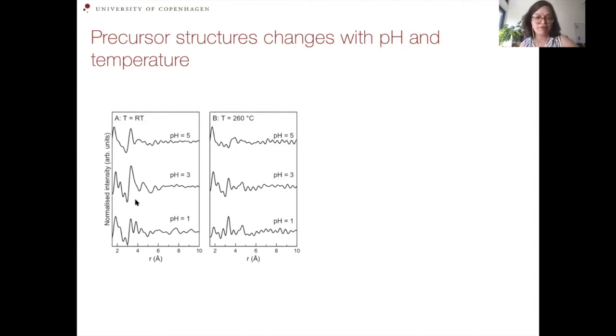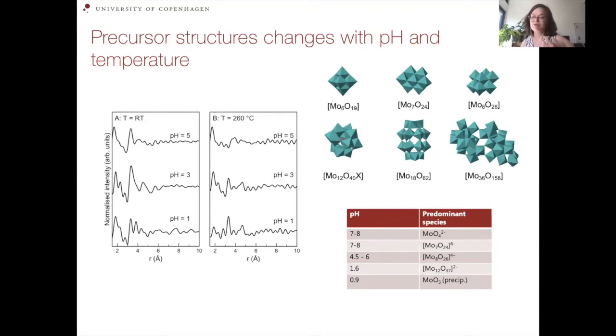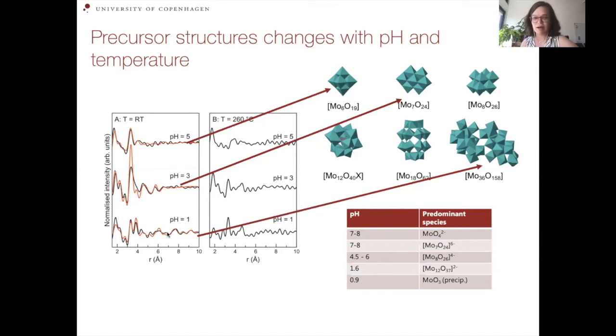These are PDFs from the precursor solution, at room temperature, and then a few seconds after we turn on the heating, as we're getting towards the synthesis temperature of 260 degrees. Luckily, a lot of people have studied molybdenum oxides before, and also these polyoxometalate clusters, so we know what to expect at a specific pH value. This here would be the species that we expect, and we can try to fit this to our data, and it works fairly well. Here at pH 5, we can predict that we have a fairly small cluster, whereas at higher pH values we get these larger structures that we form.